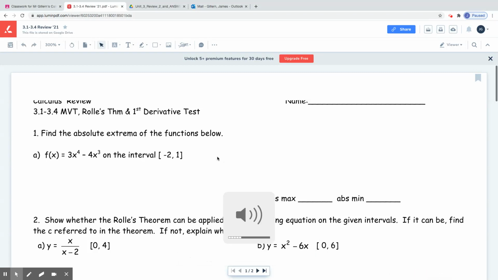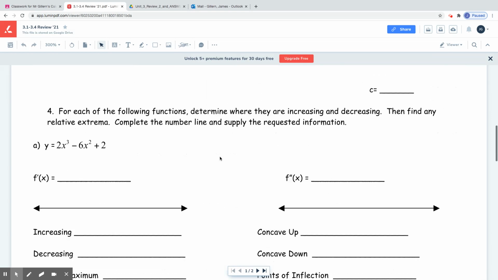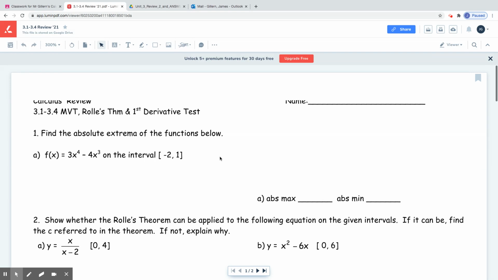Going to go over the review sheet that I gave you guys yesterday. All right. You guys have your quiz tomorrow. This review sheet looks very, very, very similar to what you should expect tomorrow. All right. So I'm going to go through each of these.